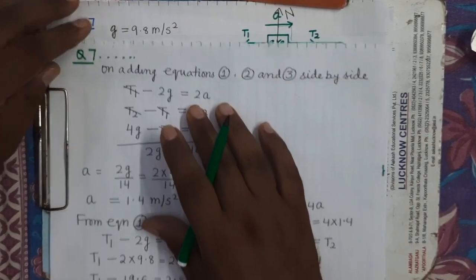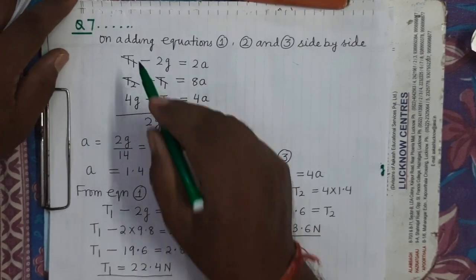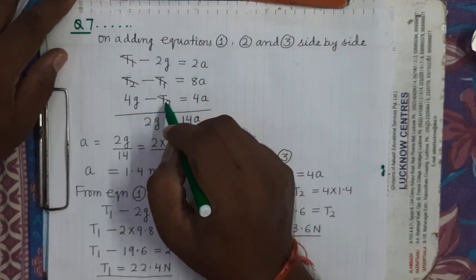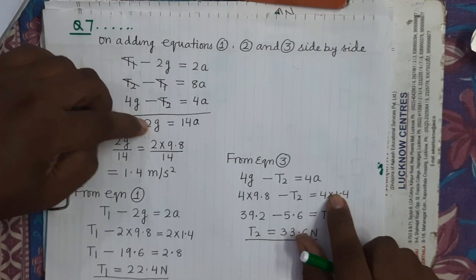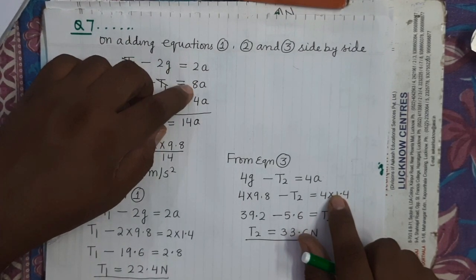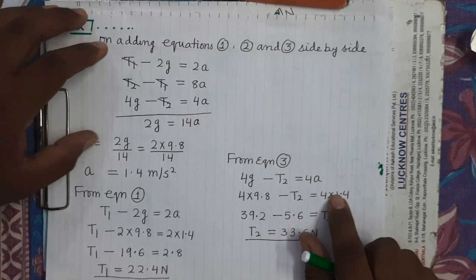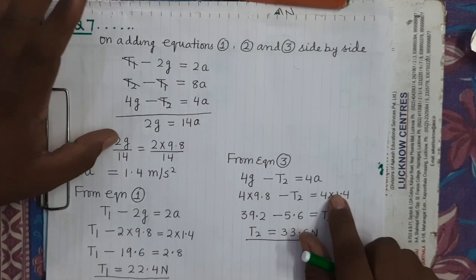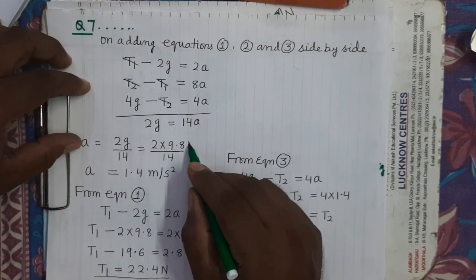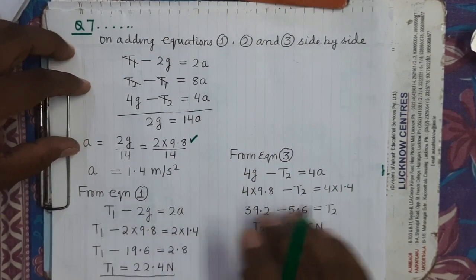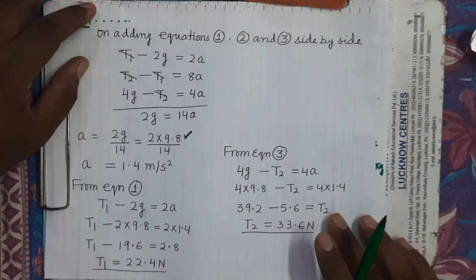When you add them side by side, what will happen? T1 and T1 cancel, T2 and T2 cancel. 4g minus 2g is 2g, and 8 plus 2 is 10, 10 plus 4 is 14a. So 14a equals 2g, so a equals 2g upon 14, and when you substitute the value of g, it comes out to 1.4 meter per second square.